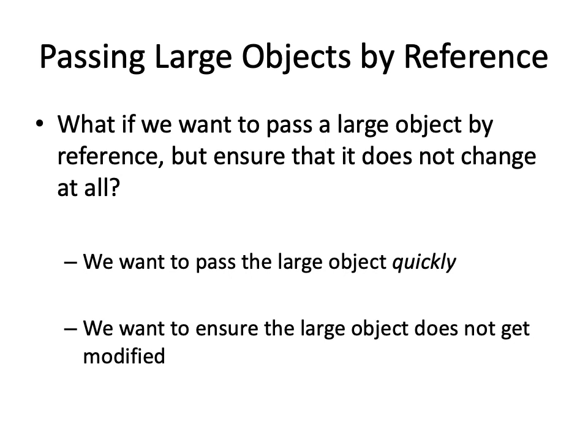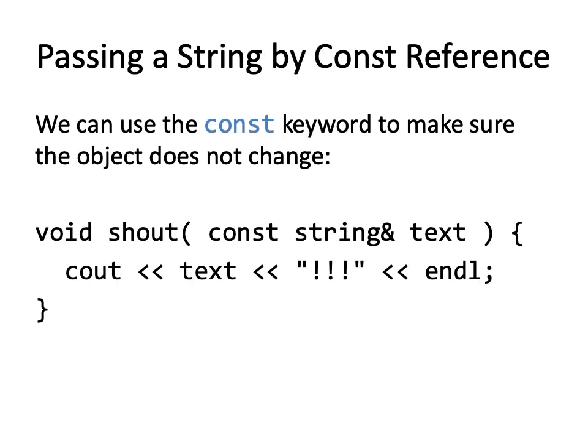What if we want to pass a large object by reference, but ensure that it does not change at all? So for instance, maybe I want to write a function where you pass me a string, and I don't want to change the string in this function. I want to make sure that the string won't be changed, but I still really want the efficiency and the speed of passing the string by reference, not having to copy it all. Is that possible? And the answer is yeah. We can use the const keyword in our method signature to make sure that the object does not change.